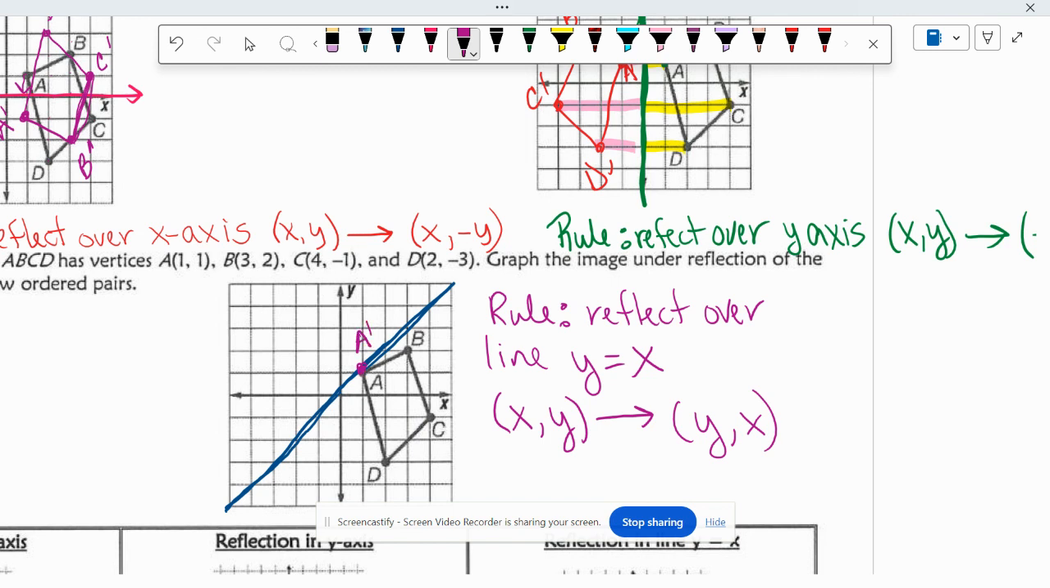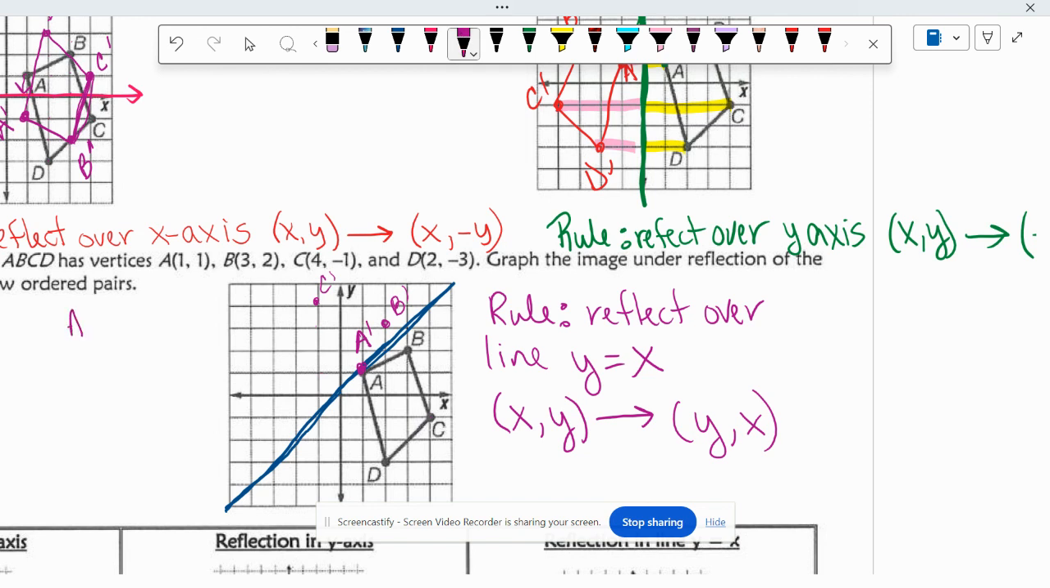Point B is the ordered pair 3, 2. So when I reflect it, it becomes the ordered pair 2, 3. Point C is the ordered pair 4, negative 1. So when I reflect it, it's going to become the ordered pair negative 1, positive 4.